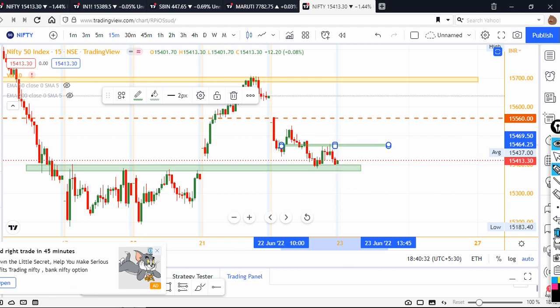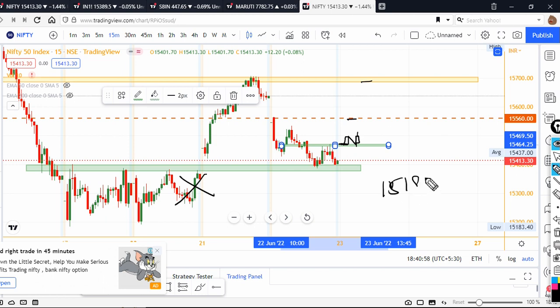Now what if the market opens gap up? If the market opens gap up above this area, then the understanding will remain the same. We can take a CE immediately, that will be a kind of breakout trade, or a CE on a retest with a green candle, that will be a kind of retest trade with the same target. For the downside, I am not considering anything until it breaks below 15,183.